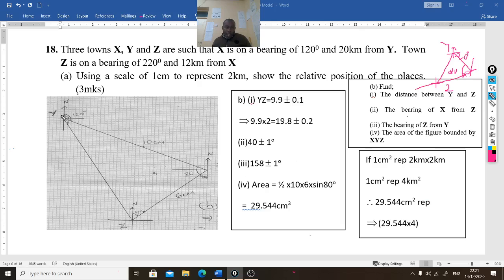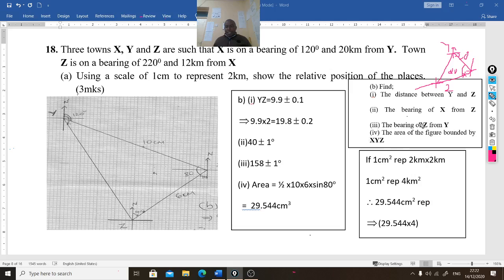Number 3, the bearing of z from y. So you go to y and get z from y. You measure now from y. Remember, this is already 90. Then you measure, or just put your protractor and measure the whole angle here. You get it as 158 degrees. If you get 158 degrees, it is plus or minus 1. So somebody can say 159 or 157.